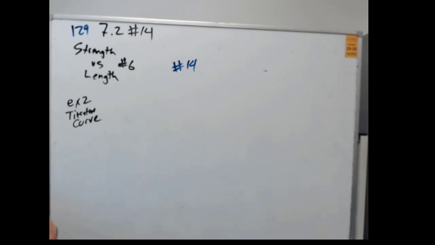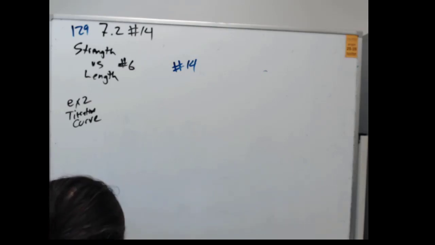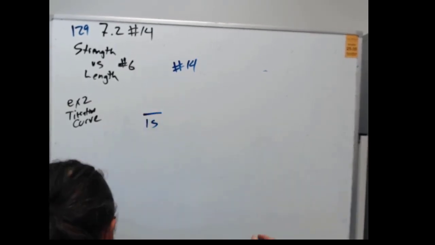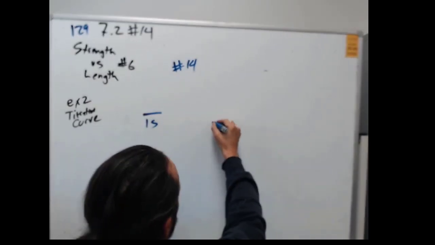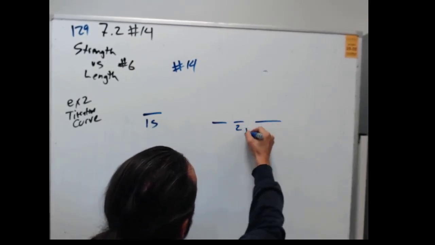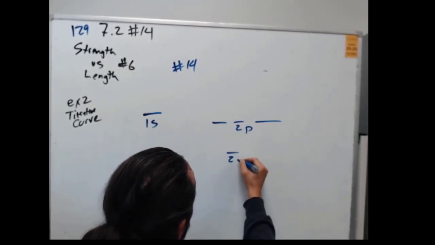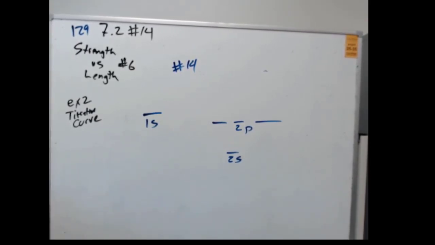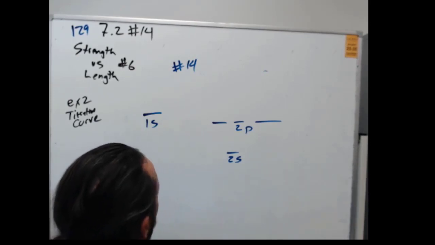So 7.2, number 14, we're looking at HF. Let me redraw this real quick so we can think about it together. We've got our 1s, and we've got our 2p and our 2s. This is just asking about what's happening as these different orbitals are interacting with each other.